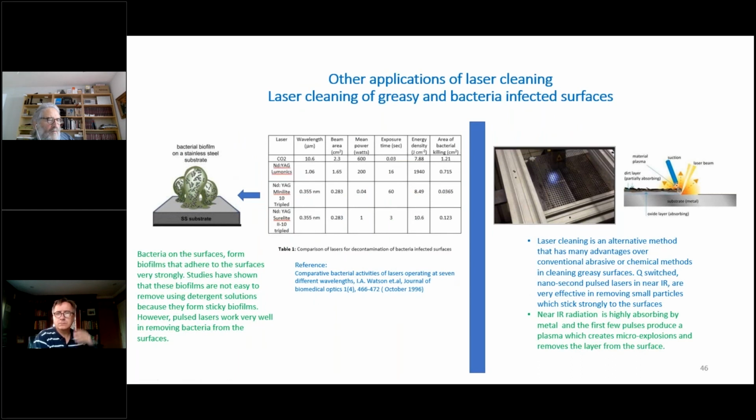And finally, this is not a case study, but an application. We haven't done it, but the information is available in this webinar. In the food industry, you need to clean these greasy plates, barbecue plates. The coating absorbs near-IR very well, and basically the grease could be removed by the creation of plasma and shock waves. So these sticky biofilms could be removed very effectively. And in the case of bacteria removal, this paper also talks about 2 different types of lasers, the neodymium YAG laser and also CO2, that could remove these sticky biofilms that are hard to remove with detergents. They were quite effective in removing the bacteria.